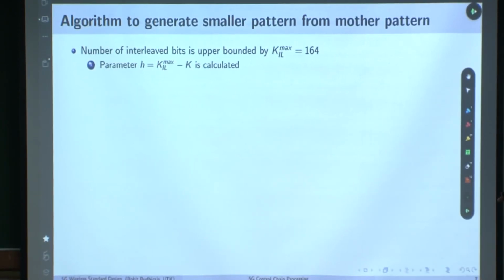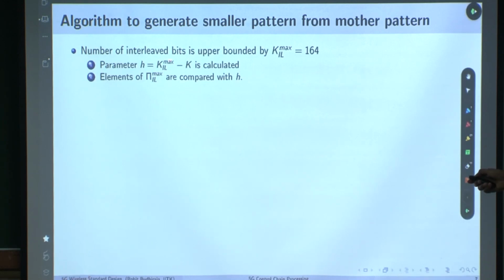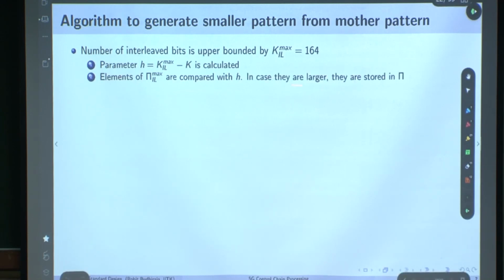So what am I doing here? I'm calculating this parameter h. This is a recipe; I'll take an example and it will become clearer. The elements of this mother interleaver are compared with this h. What will this h be? Let's say k, which is A plus L, is 60. Then h is 164 minus 60, which is 104. Again it will be a number lesser than 164 or 163. So the elements are compared with h, and in case they are larger, they are stored in this pattern which you are designing.